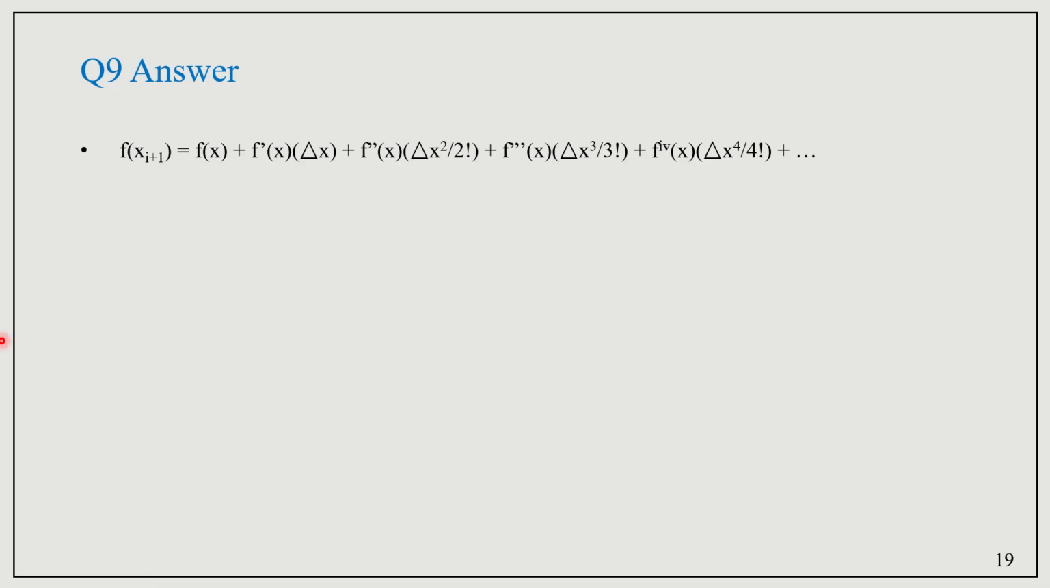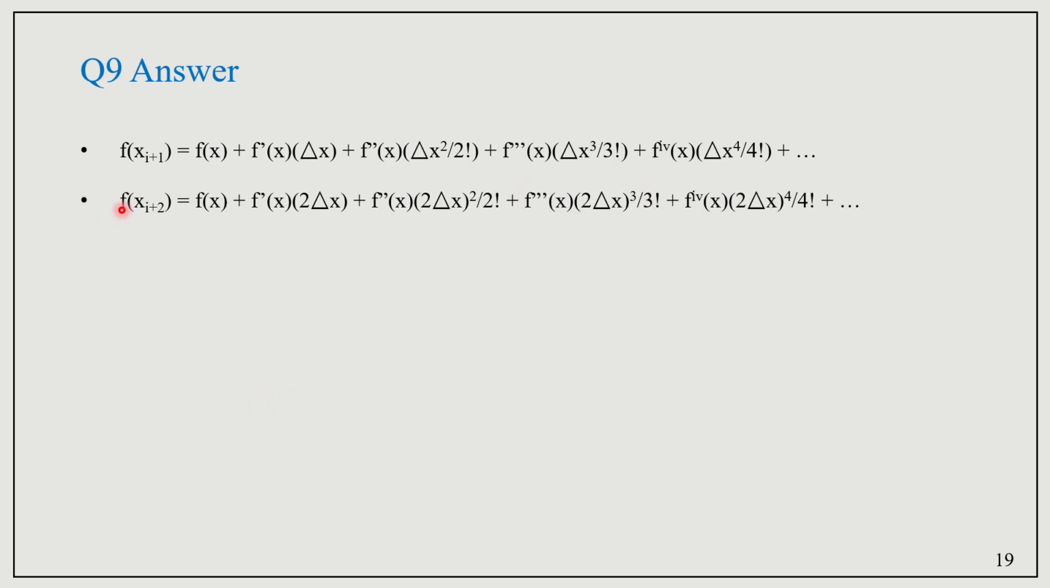So first we'll write a few things. f at x plus i, the expansion is given by f of x plus f dash of x into delta x plus f double dash of x into delta x square by 2 factorial plus f triple dash of x into delta x cube by 3 factorial and so on. Similarly, f of x at i plus 2 is f of x plus f dash of x into 2 times delta x plus f double dash of x into 2 times delta x the whole square by 2 factorial plus f triple dash of x into 2 times delta x to the whole power of 3 divided by 3 factorial and so on.